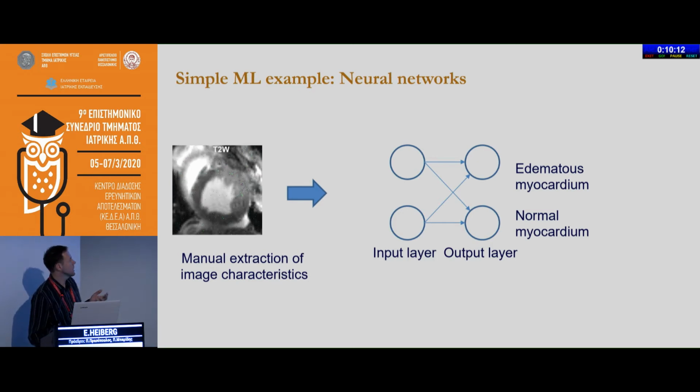Here's an example. In the image, we want to classify pixels in the myocardium. One part of the myocardium is brighter and one part is darker. In the middle of the left is the ventricle. We want to classify edematous, which is the brighter part of the myocardium.